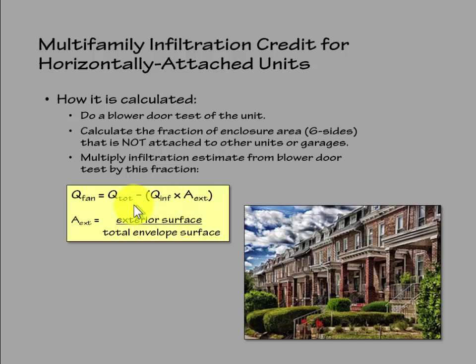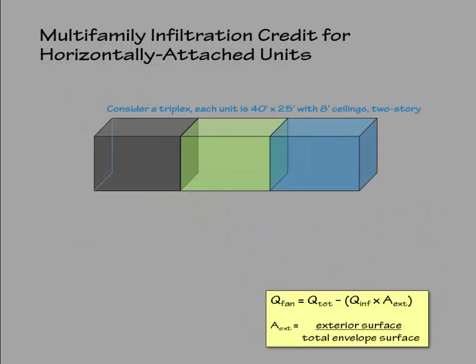so we're only allowed to take 80% of this amount and subtract that from Q tot, so Q fan goes up. So let's look at an illustration of what we've got for our horizontally attached row house. The one in question is the light green one in the center.